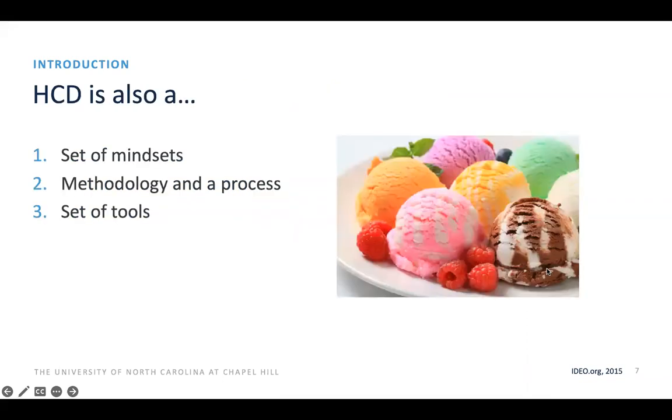We like to say that human-centered design is a set of 3 things. First, it's a set of mindsets. We'll cover that in the next slide. It's a method and a process that's actually repeatable, so it's easy to teach, easy to learn. And then it's a set of tools or activities that you can do alongside the other methods and approaches that you already use.